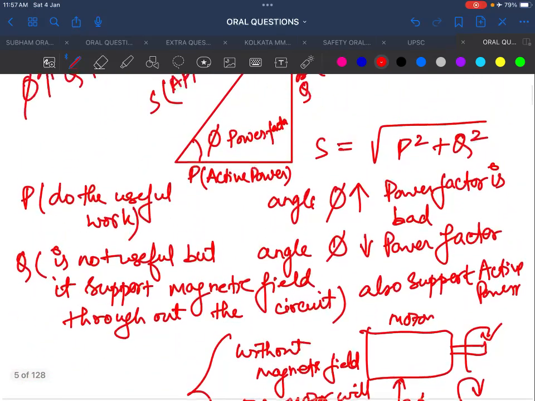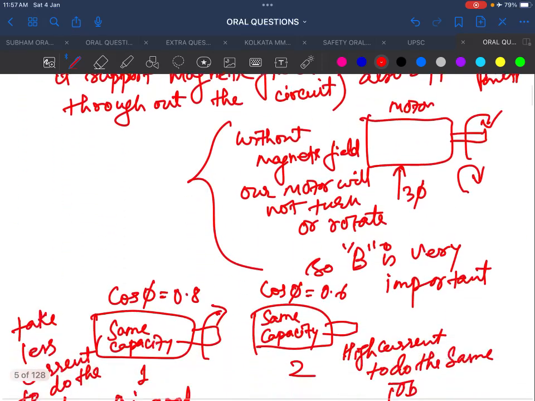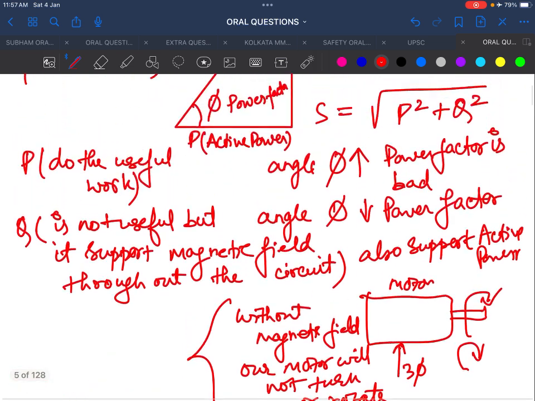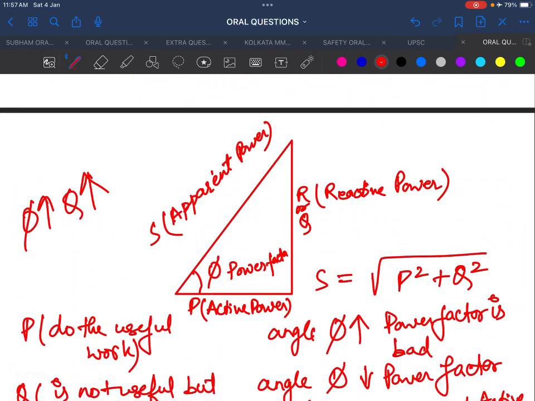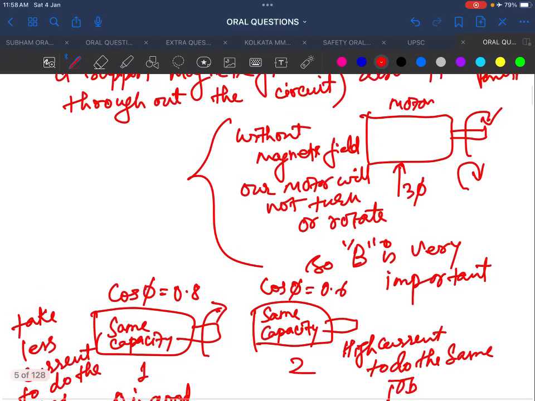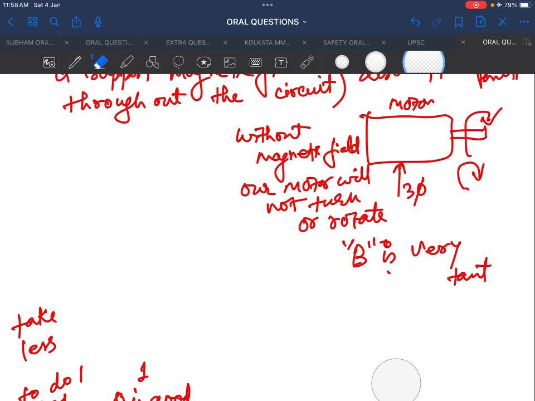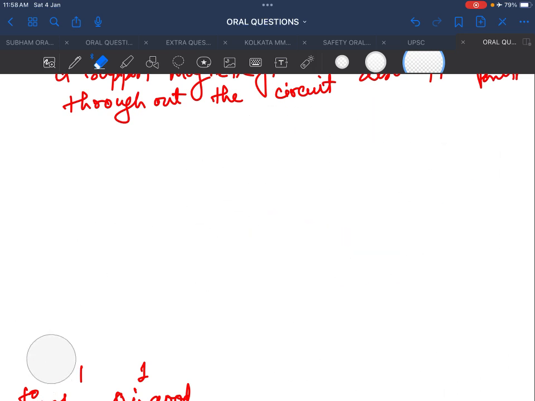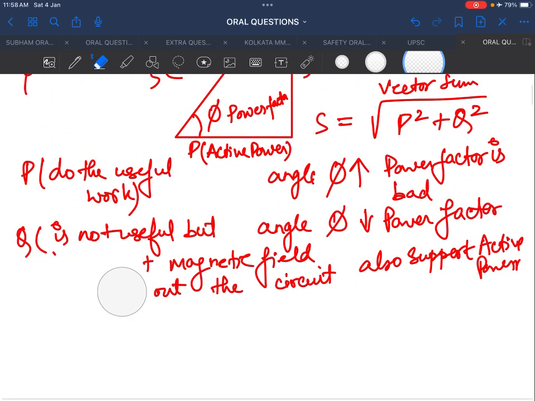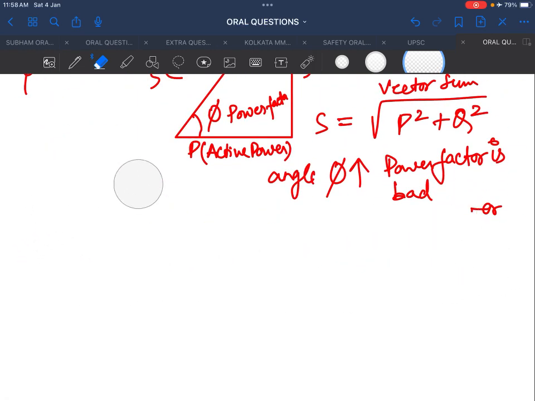Why is reactive power important? Reactive power basically just supports the active power to do the job, and the apparent power is the vector sum of the active power and reactive power. Now you can understand this very well, and I will tell you something more that is important. First I will remove all this. Okay, wait, I can remove all this. So now you can understand even better.